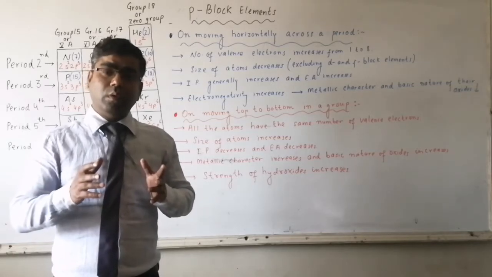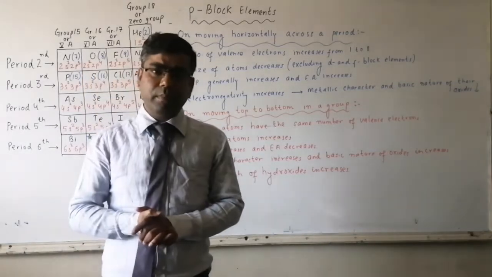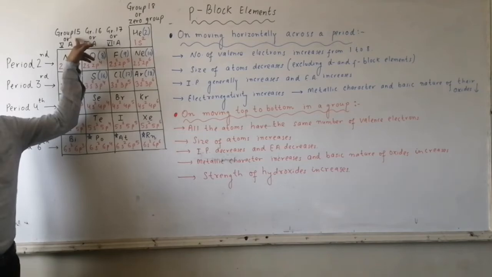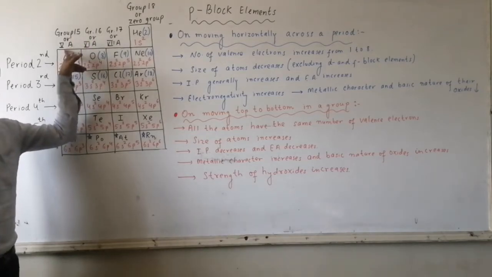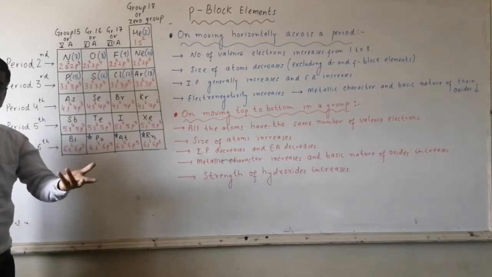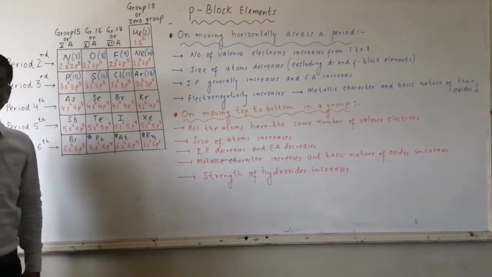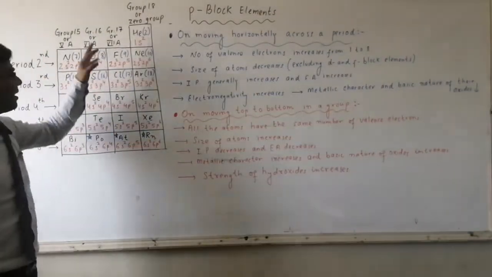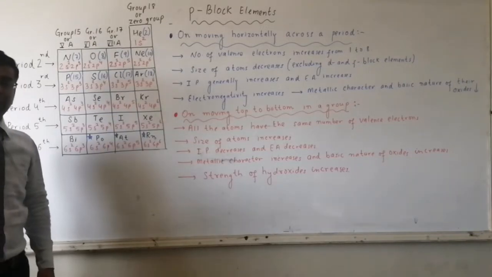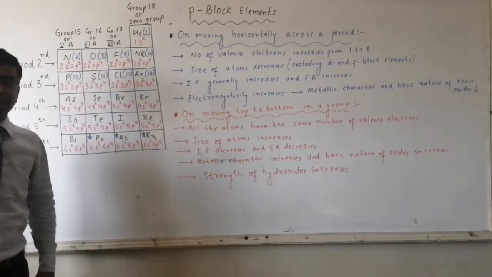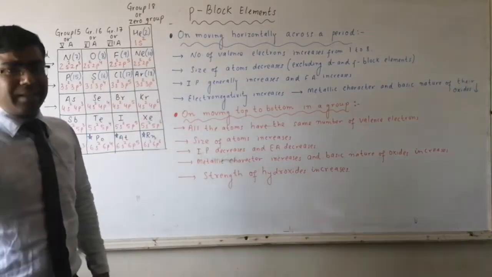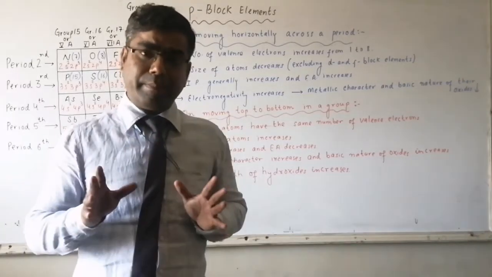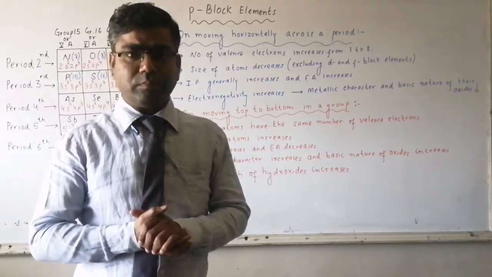So, information conveyed by group number. Here it belongs to group number 15. 15 minus 10, that is 5. It gives you the number of electrons present in valence shell. Group number 16, 16 minus 10, 6. So there will be 6 electrons in the elements of group number 16. 17 minus 10 gives you 7. So members of group 17 will have 7 electrons in their valence shell, and group number 18, 18 minus 10, that is 8. There will be 8 electrons in outermost shell of group number 18 elements. Helium is an exception. Clear?